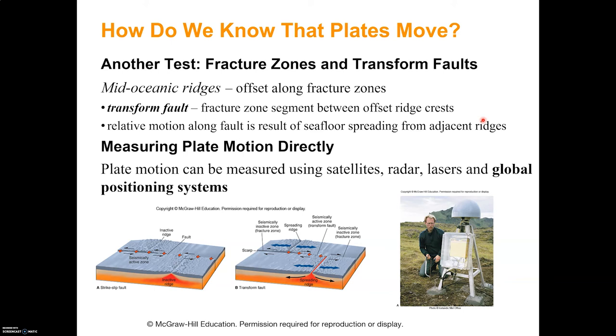Another test, fracture zones and transform faults at long mid-ocean ridges, as we learned last chapter. If you read through it and watched my lecture, there's a lot of transform faults along there. Those fracture zones are between the offset ridge crests, and that relative motion along the fault is a result of the spreading of those ridges. And then we can measure plate motion directly. We can measure it directly using satellites, radar and lasers, GPS. With the technology that we have, we can be incredibly accurate and are able to measure that motion or movement.